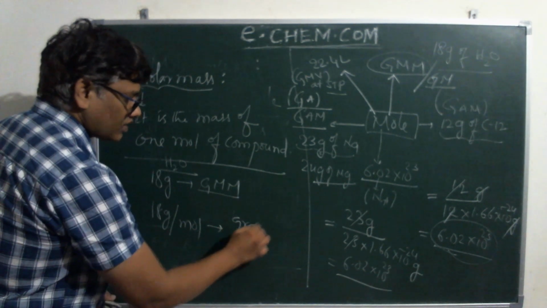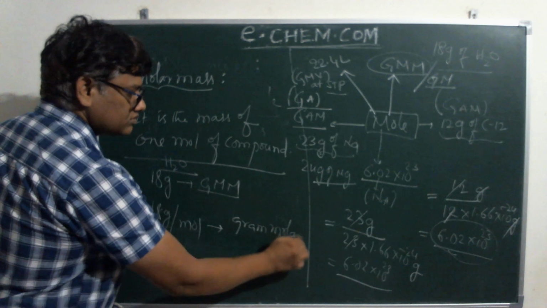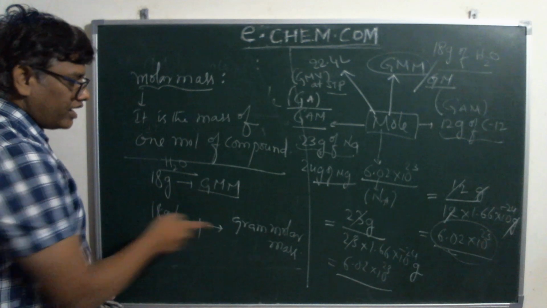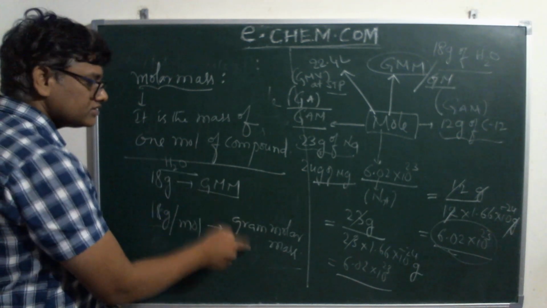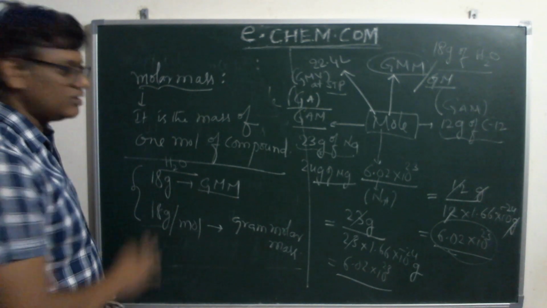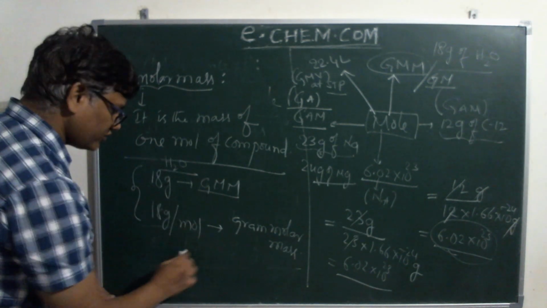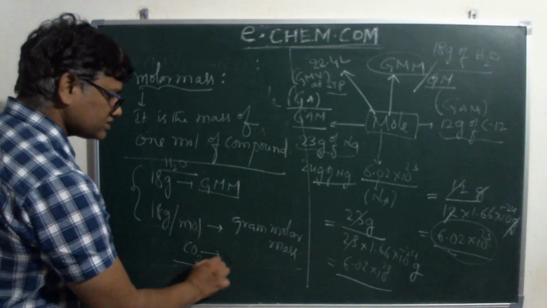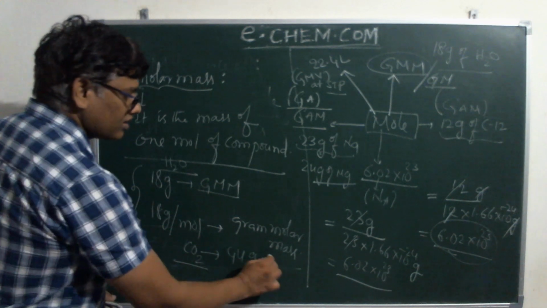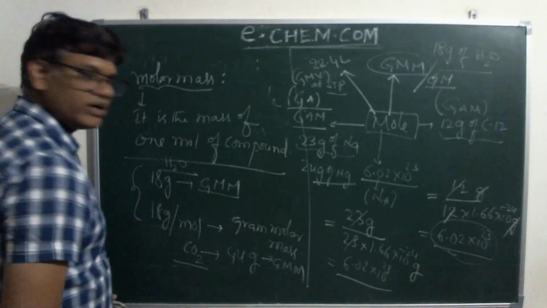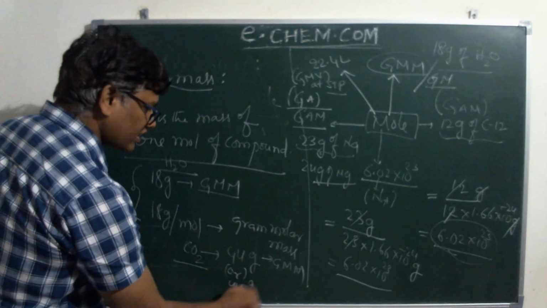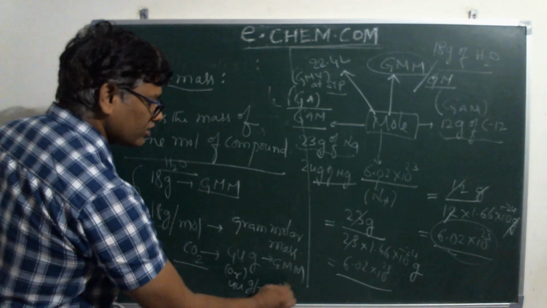This is nothing but gram molar mass. Gram molar mass and gram molecular mass are the same. Why? Because this mass is for Avogadro number of molecules of water. Anyone you can take. Suppose you take carbon dioxide, so 44 grams, this is nothing but gram molecular mass of carbon dioxide. The same thing, if you express it as 44 gram per mole, this is nothing but molar mass.